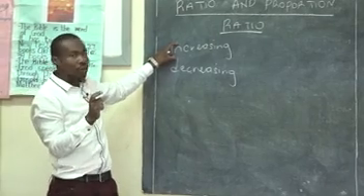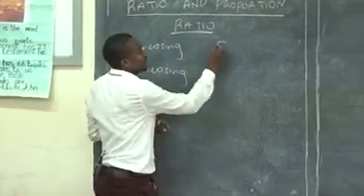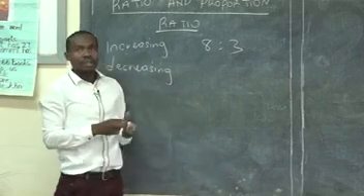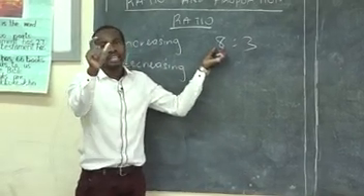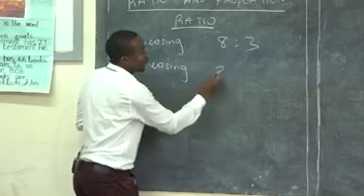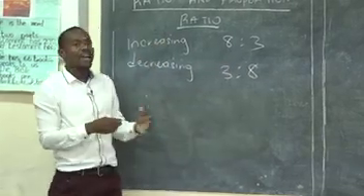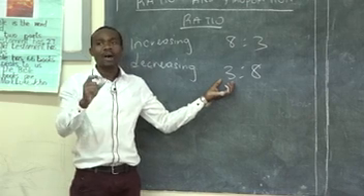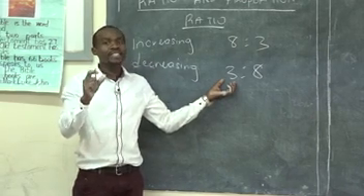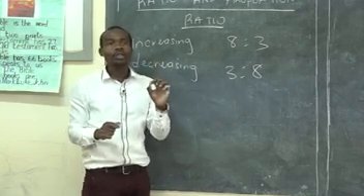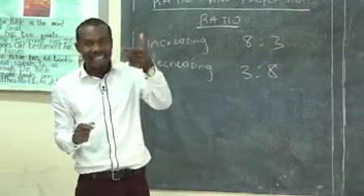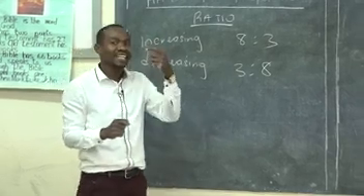Increasing ratio, for example, if you have 8 is to 3. If the bigger number comes before, that one is an increasing ratio. If you have 3 is to 8, whereby the smaller number is coming before a bigger number, that one is decreasing ratio.